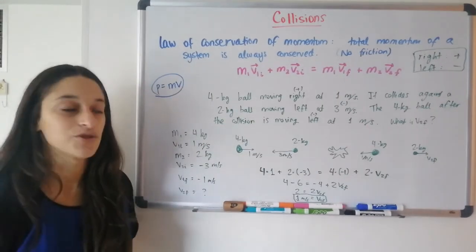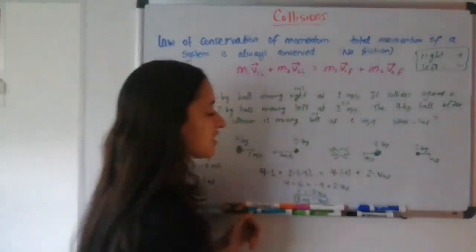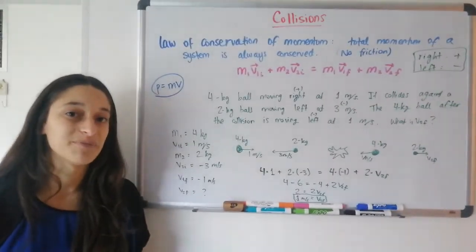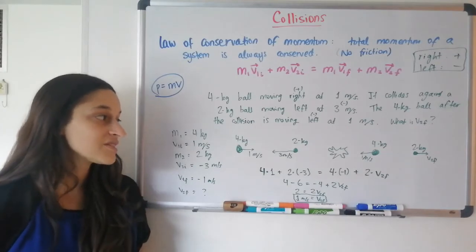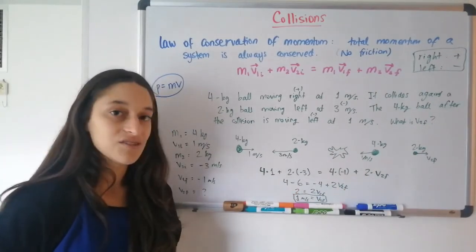Right? And it's positive, so that means that we were right at guessing that it was to the right. If it had given a negative number, it would have been to the left. So the answer is, the second mass is going to be moving at 1 meter per second to the right after the collision.